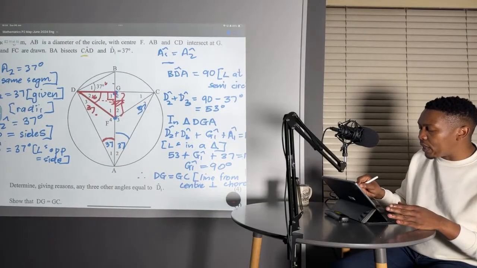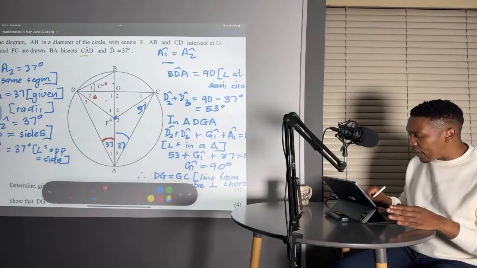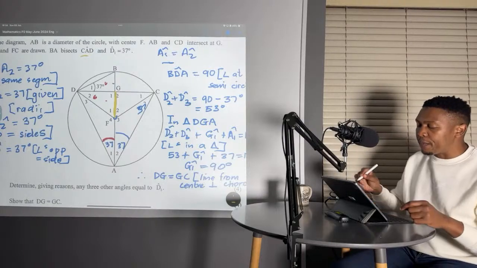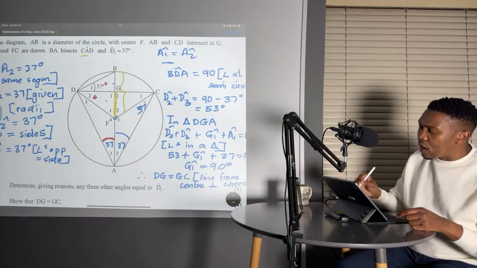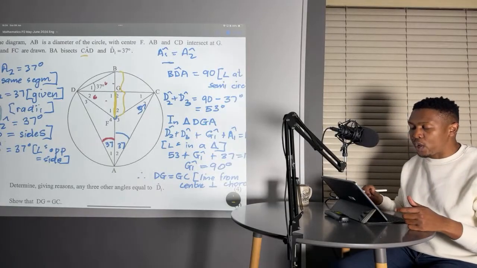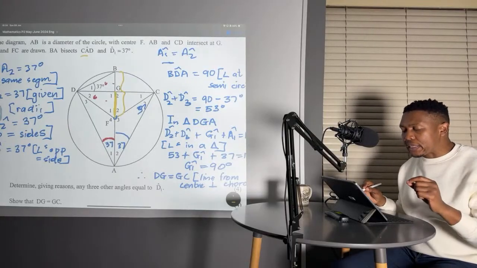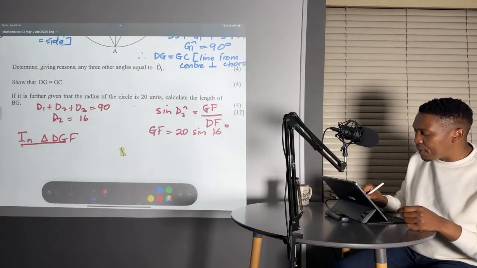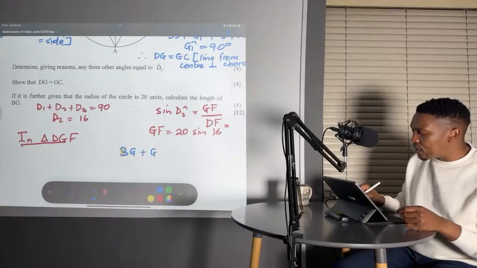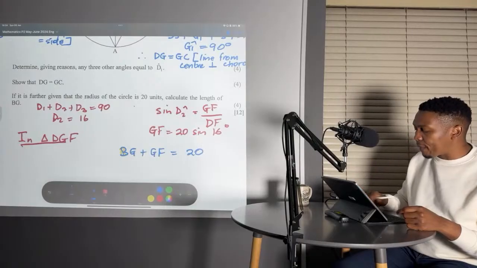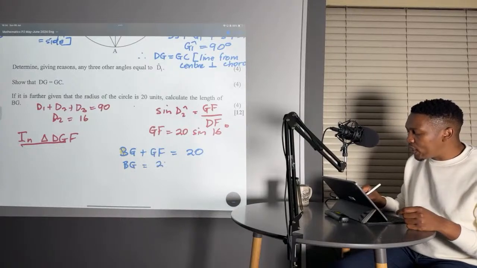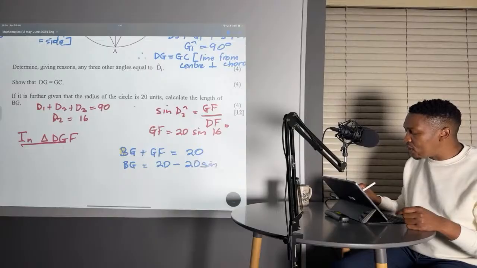So I have now found, let me go into my diagram, the length of this side, which is GF. But what am I looking for? I'm looking for BG. But remember, BF is a radius, and it's given to me as 20. So BG plus GF is equal to 20. So in this case, BG would be equal to 20 minus 20 sine of 16 degrees.